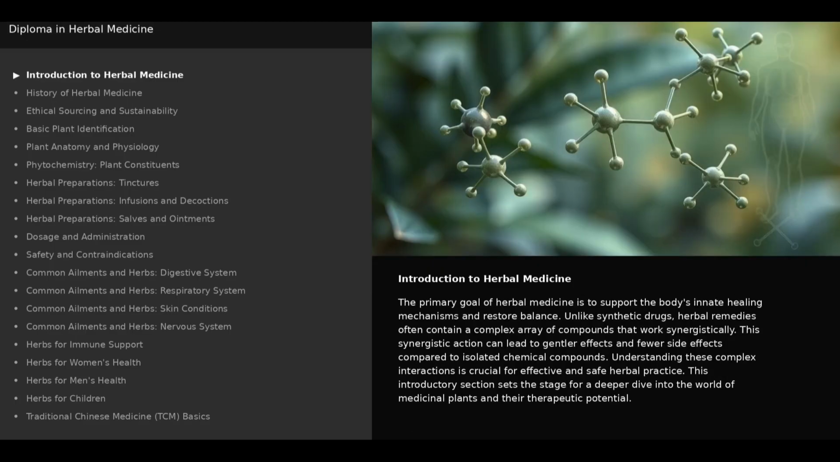The primary goal of herbal medicine is to support the body's innate healing mechanisms and restore balance. Unlike synthetic drugs, herbal remedies often contain a complex array of compounds that work synergistically. This synergistic action can lead to gentler effects and fewer side effects compared to isolated chemical compounds. Understanding these complex interactions is crucial for effective and safe herbal practice. This introductory section sets the stage for a deeper dive into the world of medicinal plants and their therapeutic potential.